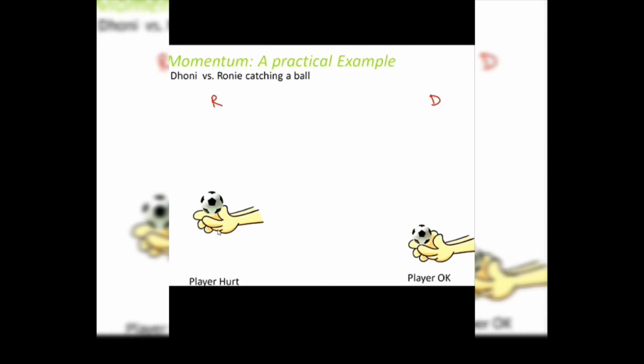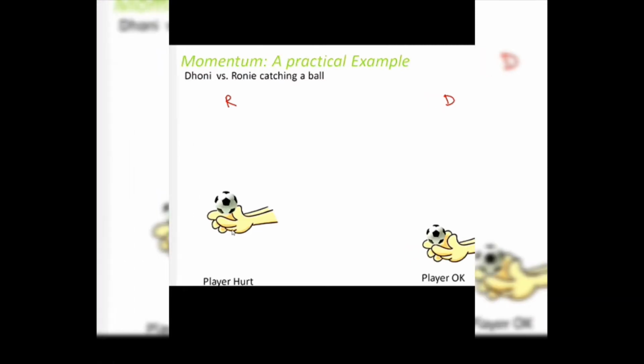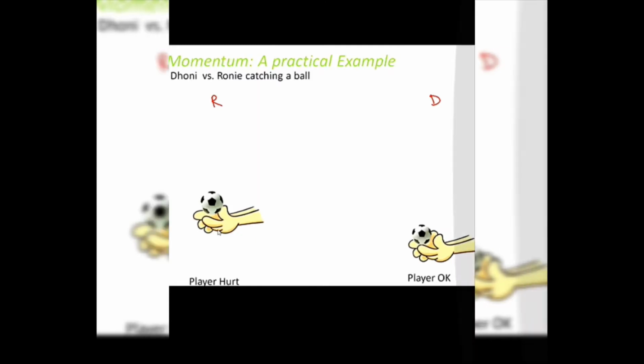Okay? Because in the first case, what's happening? The change in momentum is more. So the amount of force being exerted on your hand is also more. But in the second case, since you are also moving your hand, the change in momentum is less, because the hand is also moving with some velocity and the ball is also moving with some velocity. As a result, the force which is required in this case is also lesser, and due to which the player is not hurt. You understood?